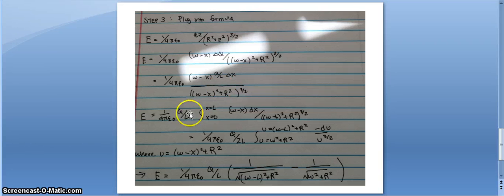And so later on we can pull out the constants, which are 1 over 4 pi epsilon naught times q over L. And then we're going to take the integral of everything dx from 0 to length L. After I took the integral over here, I found that I had to use u substitution, where u is equal to (w minus x) squared plus r squared. And so after you take the integral and substitute everything, this becomes your final answer right here. That's it. Thank you so much for watching.